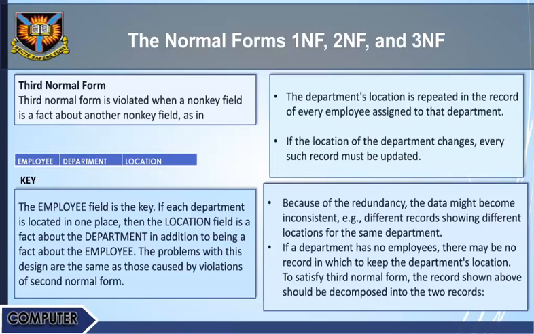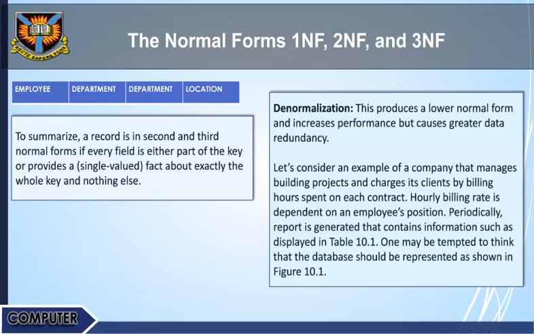The problems with this design are the same as those caused by violations of second normal form. The department's location is repeated in the record of every employee assigned to that department. If the location of the department changes, every such record must be updated. Because of the redundancy, the data might become inconsistent, e.g., different records showing different locations for the same department. If a department has no employees, there may be no record in which to keep the department's location. To satisfy third normal form, the record shown above should be decomposed into the two records: employee, department; and department, location.